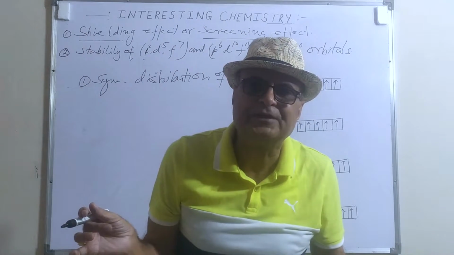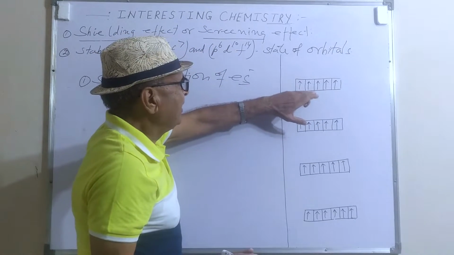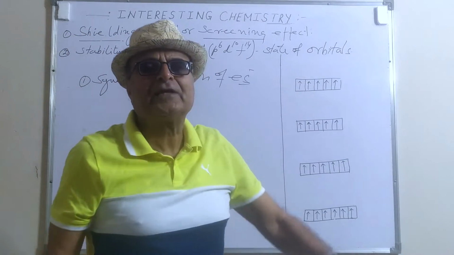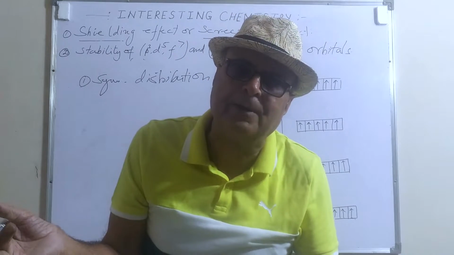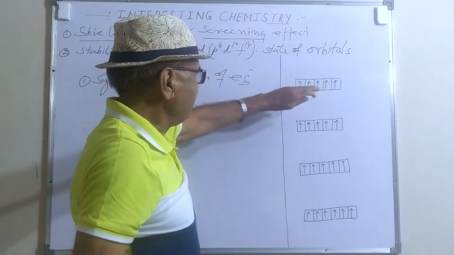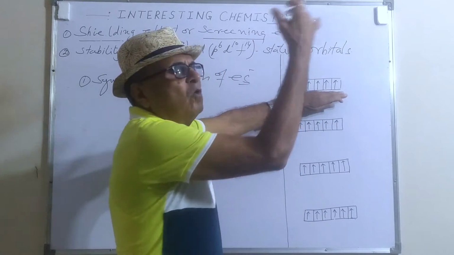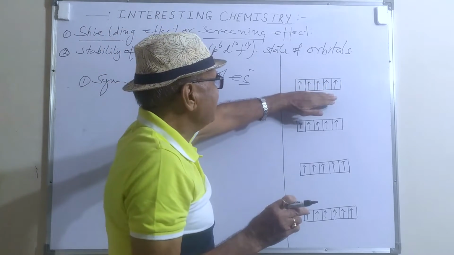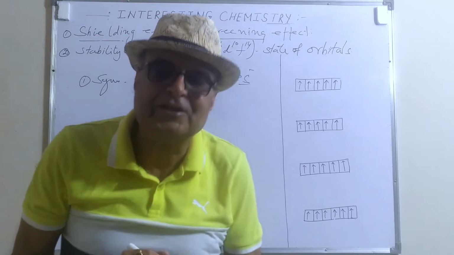What do you mean by symmetrical distribution? Suppose this is d5. These are the 5 electrons of the d. All the 5 electrons are identical in the spin quantum number. So if they are spinning clockwise, all the 5 electrons are spinning clockwise. So it is a similarity in the spinning. So this is a symmetrical form.